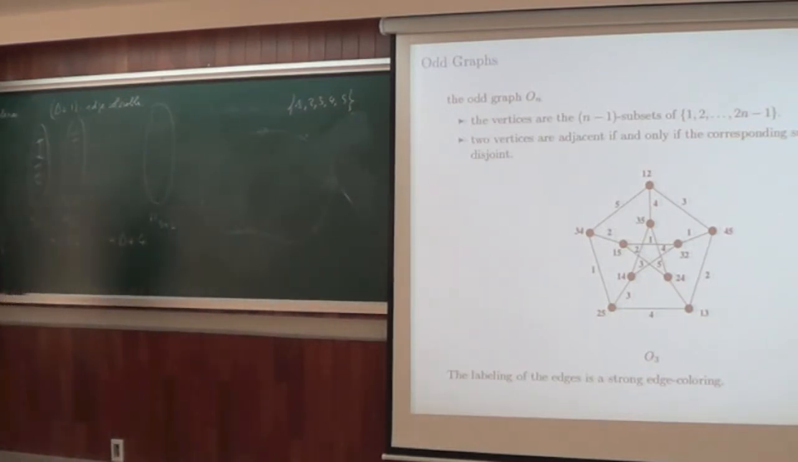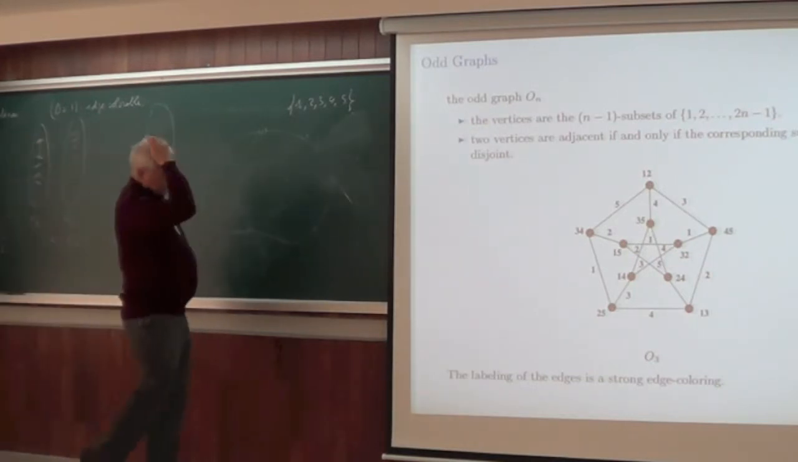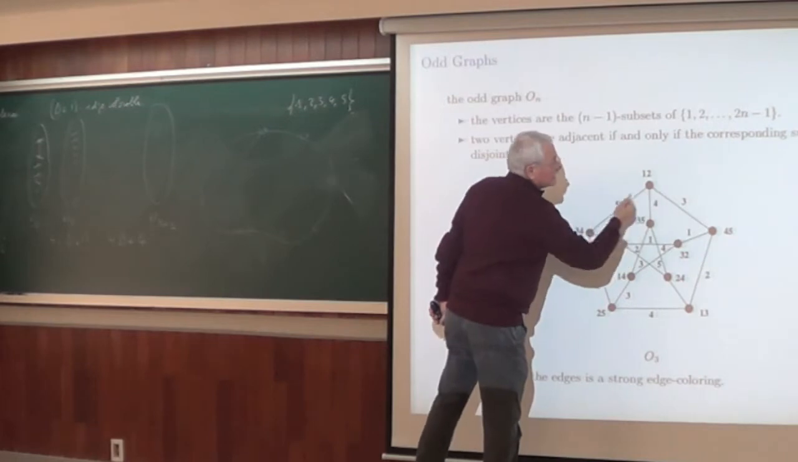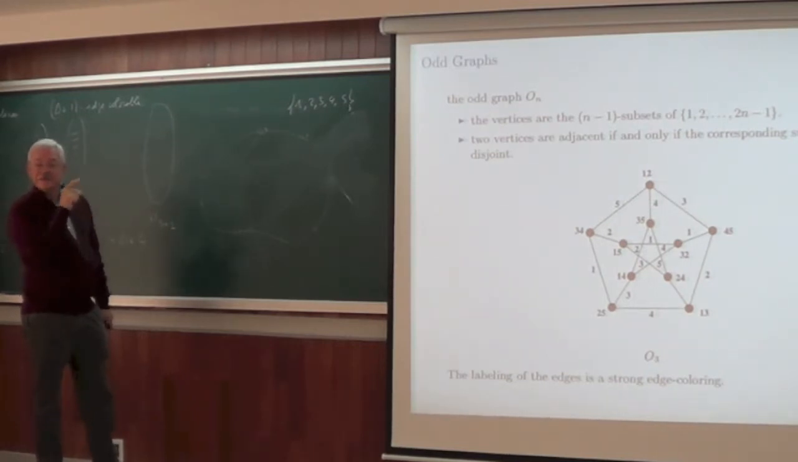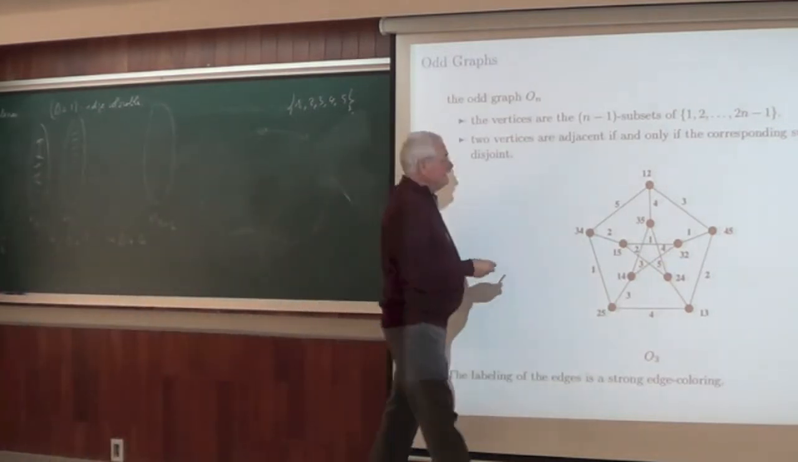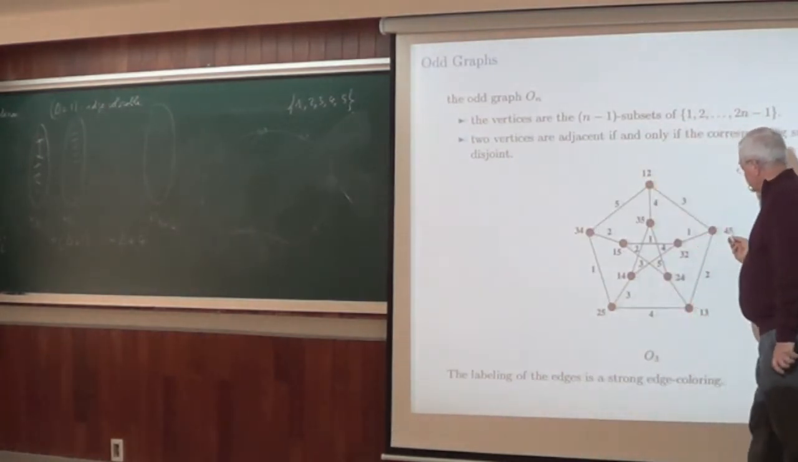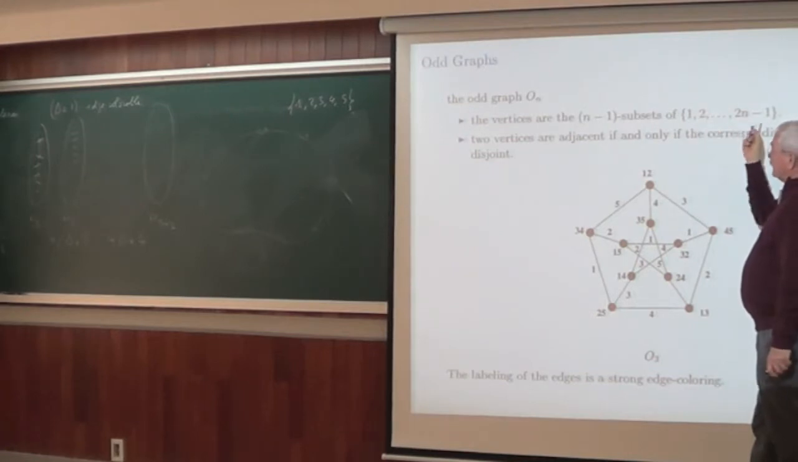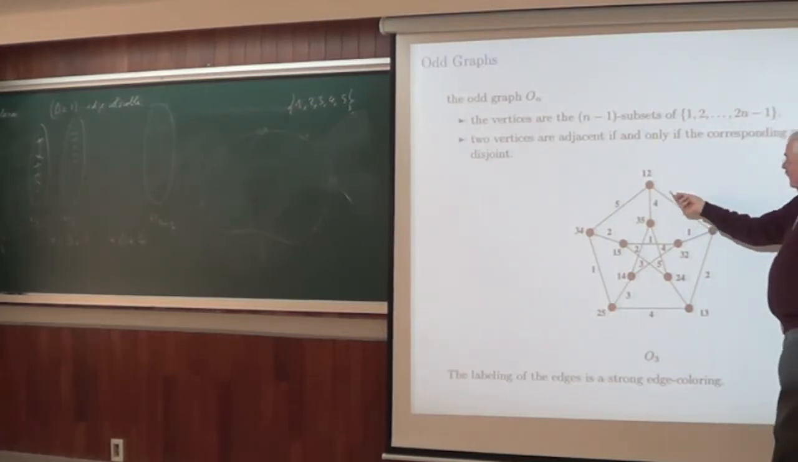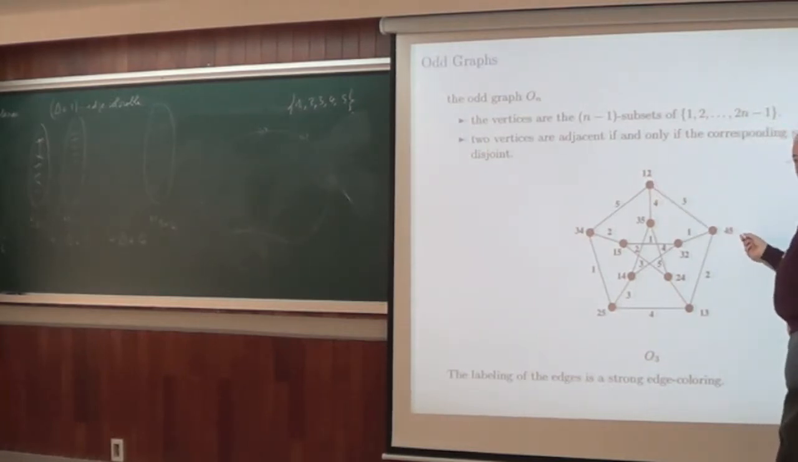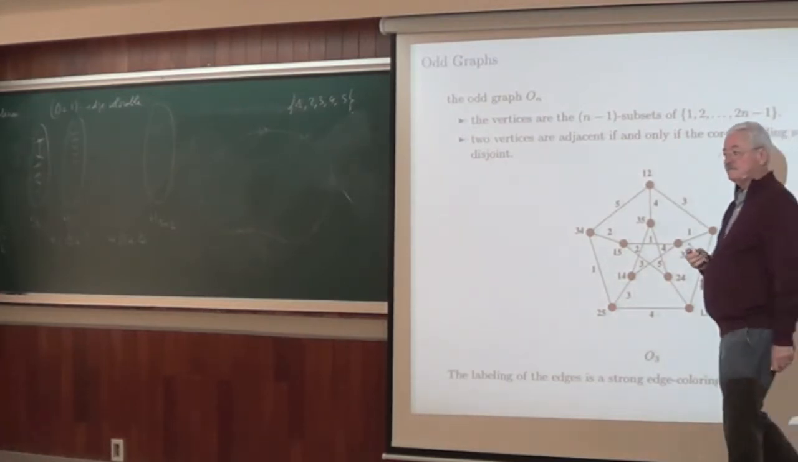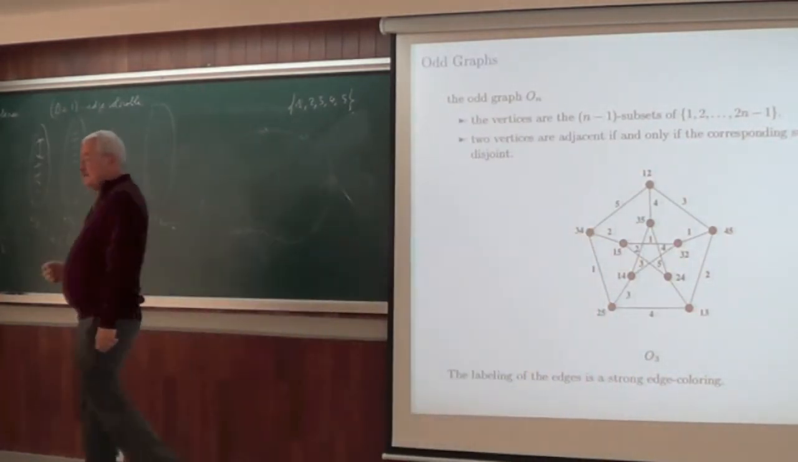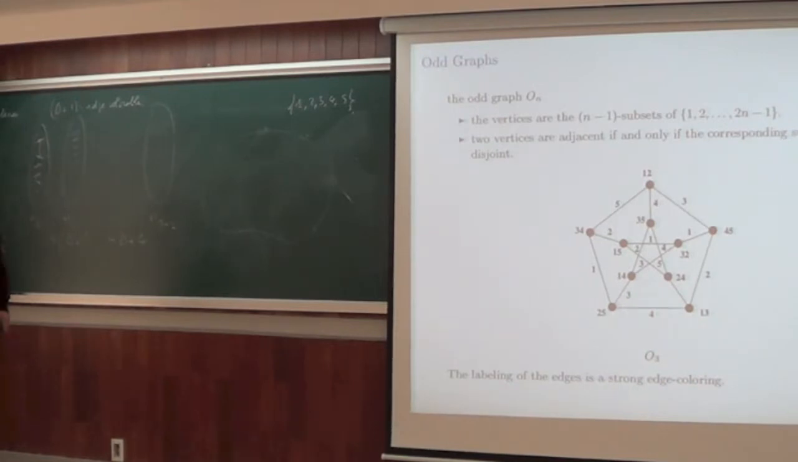You take subsets of size 2, and then you have 10 subsets of size 2, and you have an edge if they are disjoint. And what I do, on the edge between two vertices, I put the missing integer, because they are disjoint subsets of size 2. You have a set of size 5, so there is one element missing. For example, if the sets are 1, 2 and 4, 5, then 3 is the other element, not in these two, so we put it on the edge. So I have a coloring of the edges. It is a proper coloring of the edges, and it is easy to see that it is a strong edge coloring.